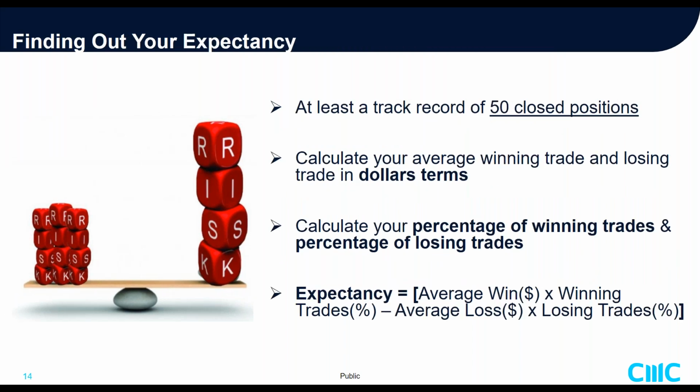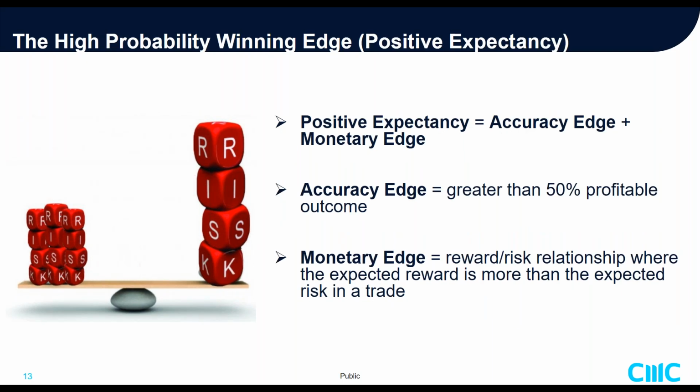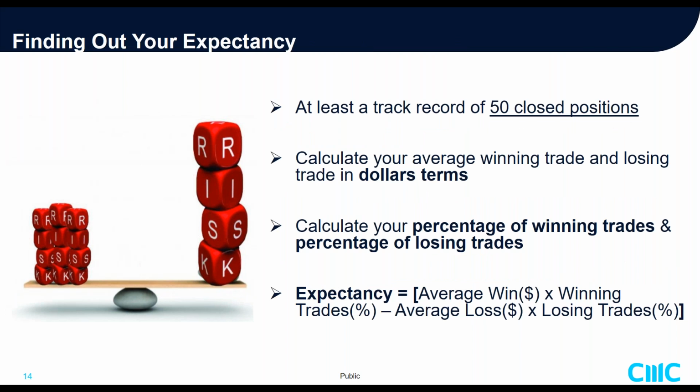We need to keep a trading journal to find out your current expectancy. That means you need a minimum of 50 closed positions, the more the better. Then calculate your average winning trade and losing trade in dollar terms, and the percent of winning trades and percent of losing trades. This is how it works: your average winning trade in dollar terms times your winning trade percentage, minus your average loss in dollar terms times the losing trade percentage.